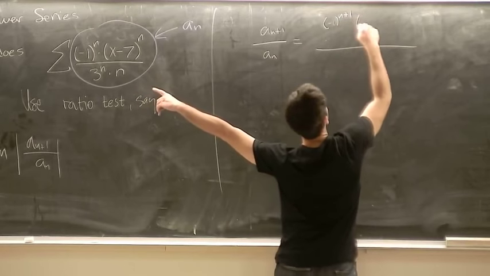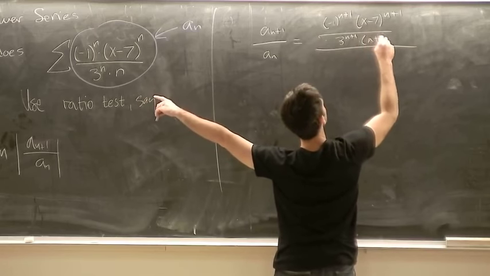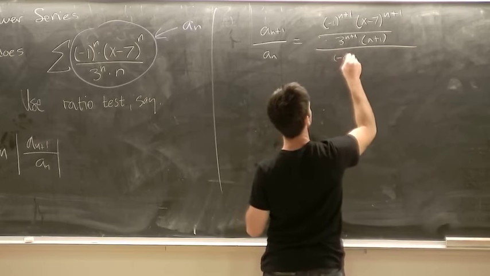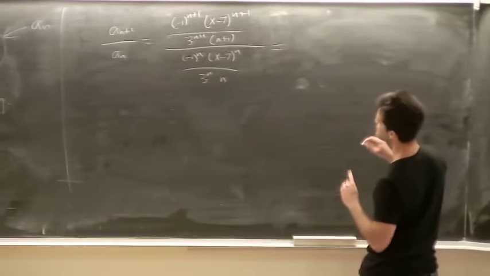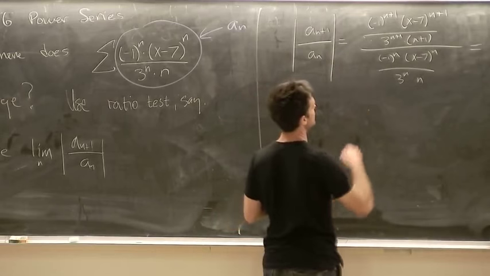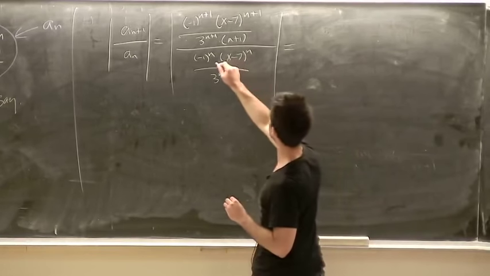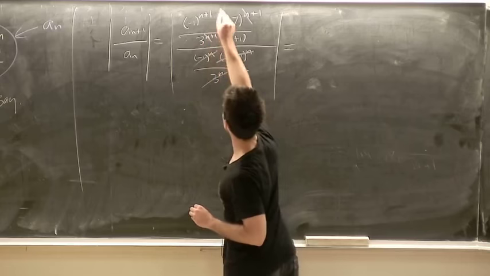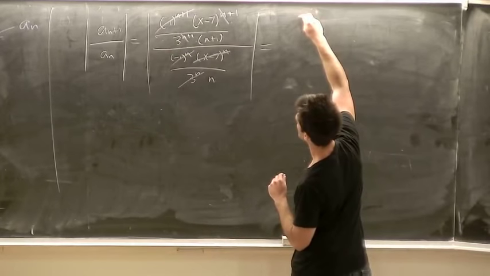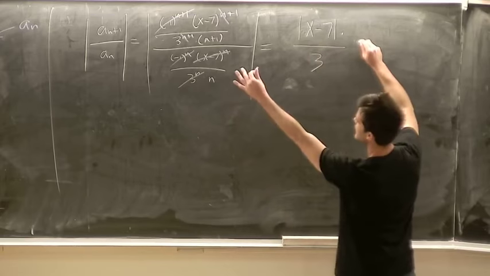(-1)^(n+1) (x-7)^(n+1) 3^(n+1)... n+1 over (-1)^n (x-7)^n 3^n times n. And let's see, I want the absolute value of all this. So in fact, the negative signs just go away. And I'm left with, well, I get to cancel a bunch of stuff. I get to cancel this with this, this with this. Negatives are gone. Okay, so I get |x-7| over 3 and n over n+1.